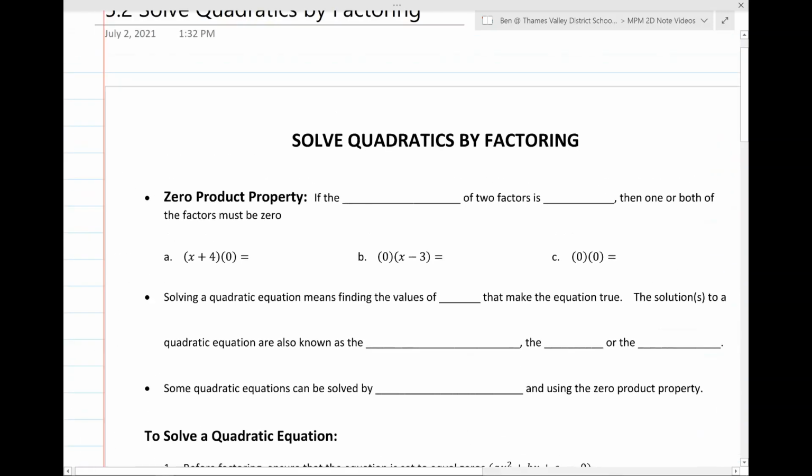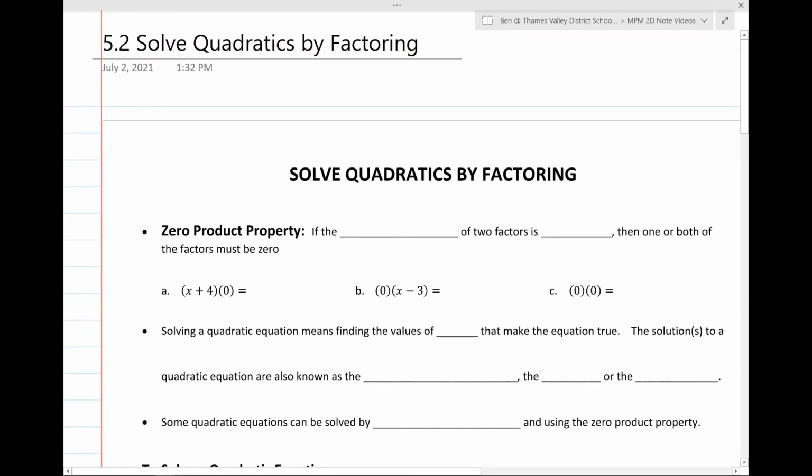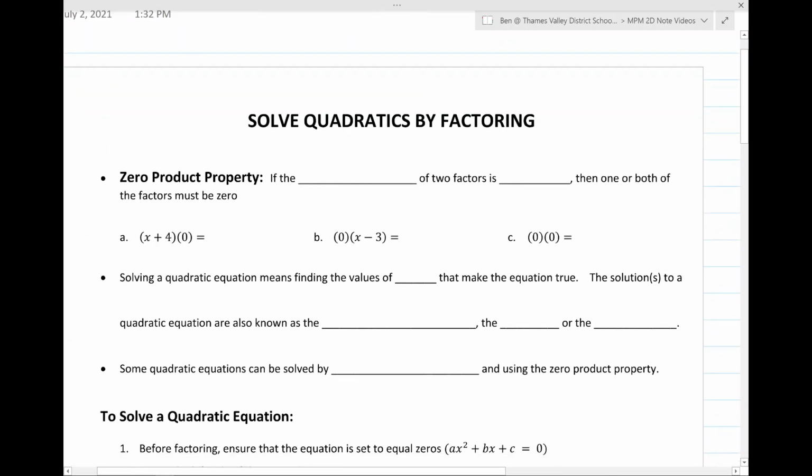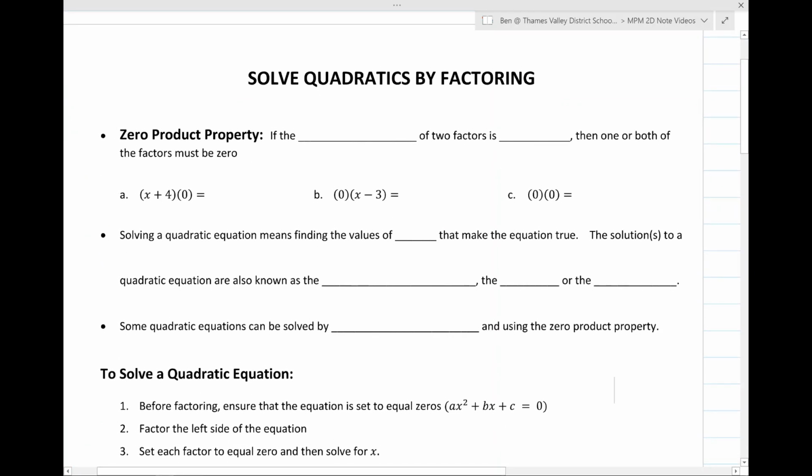Good morning. So we're going to continue chapter 5 here. Now we're going to talk about solving quadratic equations, what that actually means, and we'll be doing that by factoring here. So this is section 5.2. Now, solving quadratics by factoring.